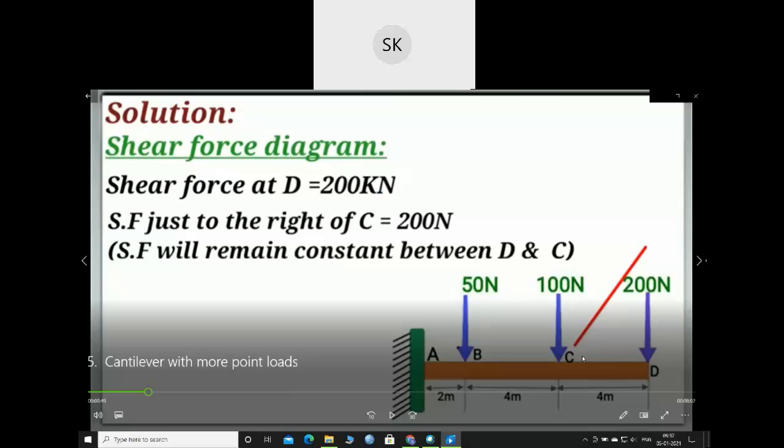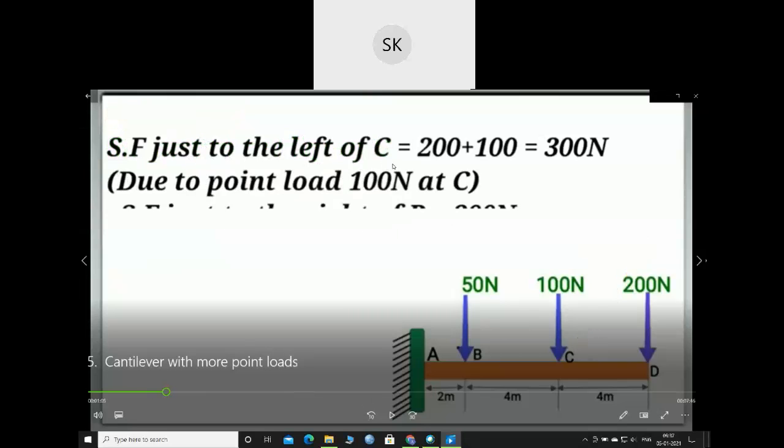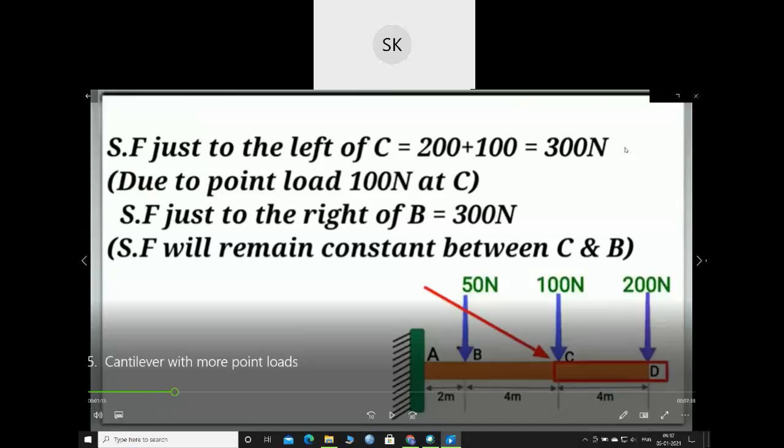Now from C to D, it will be the same shear force. The shear force acting at D will be the same for C to D. But at C, your shear force will be 200 plus 100. That means this force and this force. Now from B to C, the same shear force will be acting. That is 300 Newton at C.